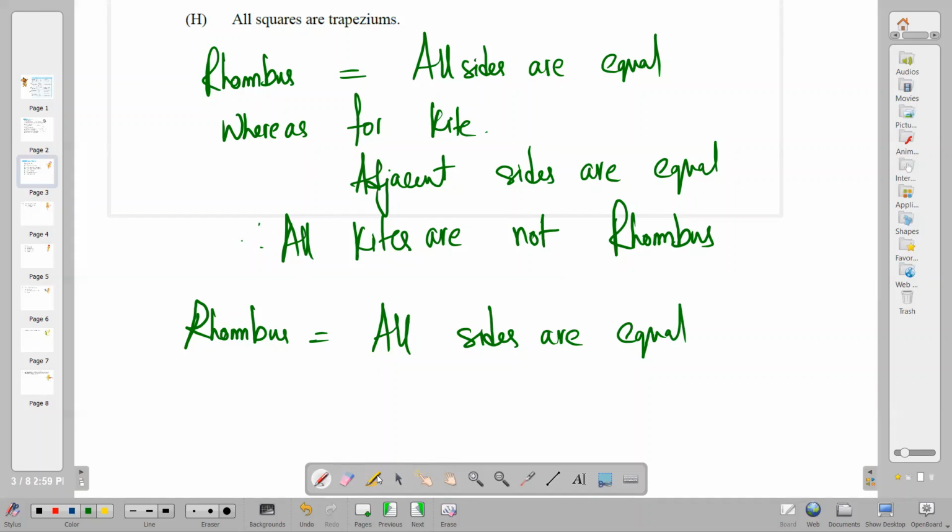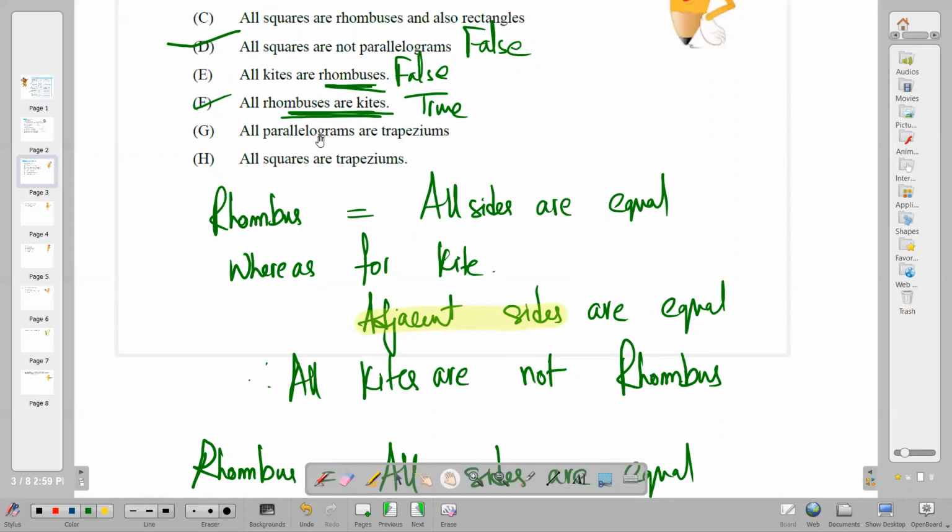Kite में क्या है? Kite में adjacent sides are equal. अगर मैं ये adjacent sides सारी sides equal हो तो वो rhombus बन सकता है ना. अगर मैं चारों sides equal कर दूं, if all sides are equal in kite, then it can be a rhombus.